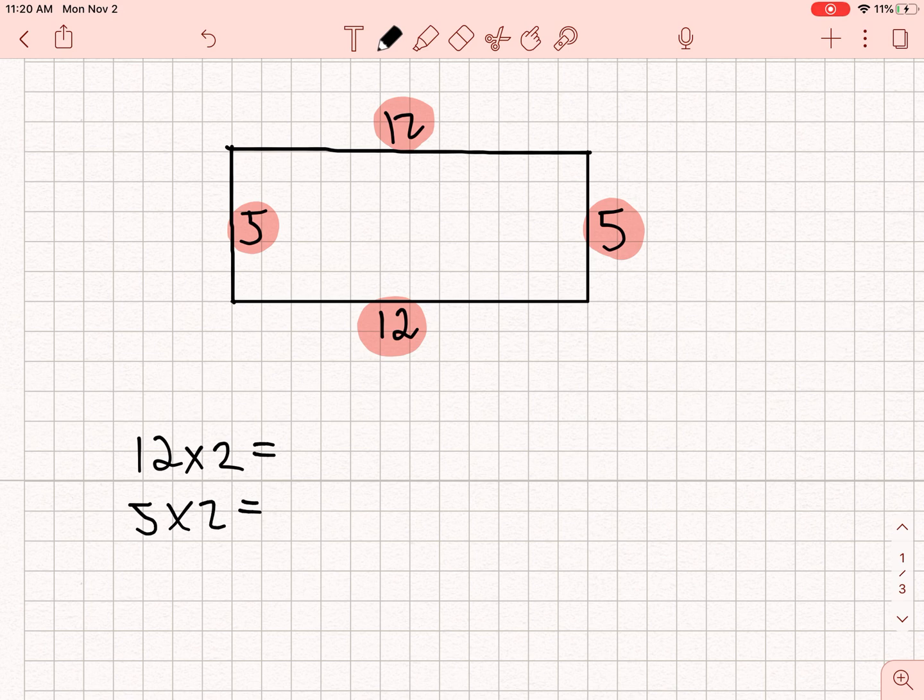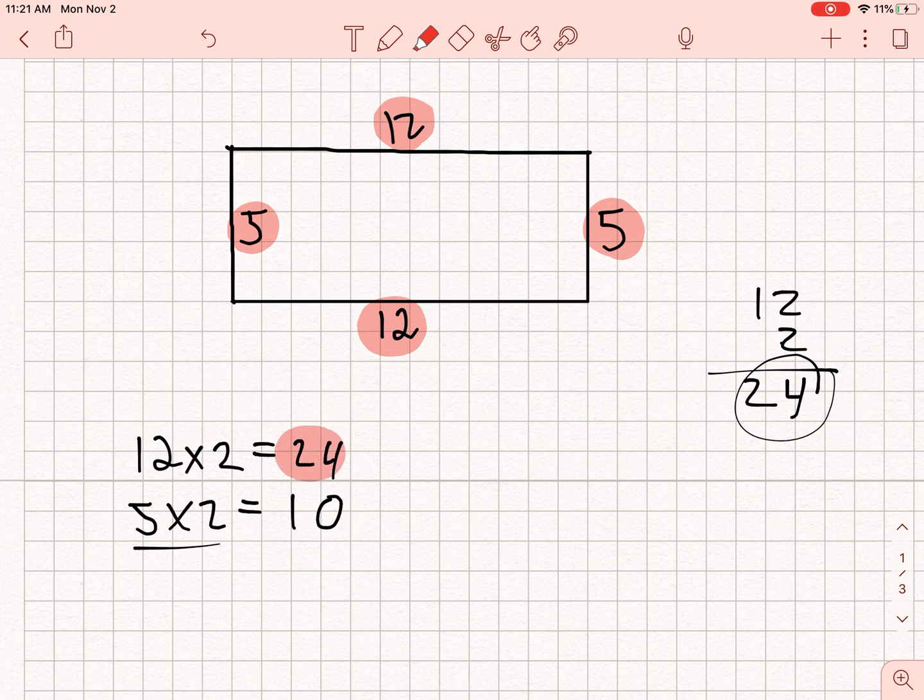All right, I'm going to go ahead and solve this out. 12 times 2. Let's see here. I'm going to do a little scratch paper over here. 2 times 2 is 4. 2 times 1 is 2. So that's 24. Okay. I'm going to try this one. 5 times 2. I know that that's 10. All right, so I have two numbers now. This number on the top here represents these two. This number on the bottom represents the sides.